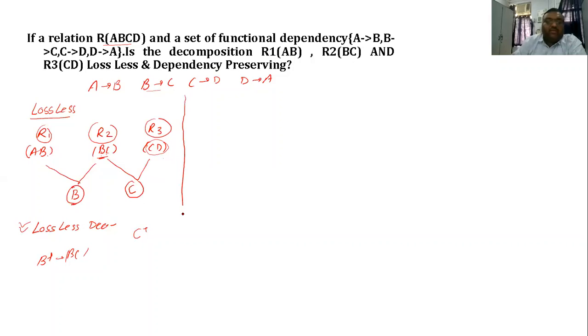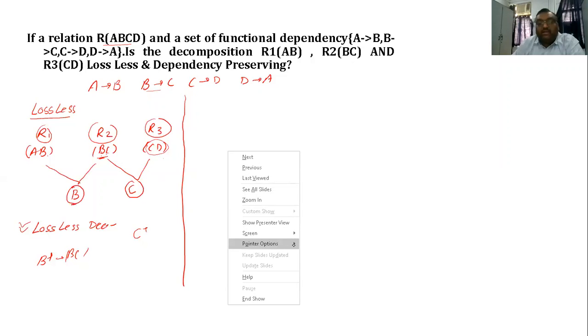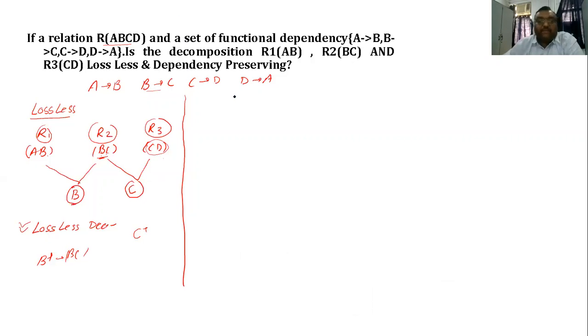Now I'm going to discuss the dependency preserving algorithm, right? In checking dependency preservation, what is the method? The method is like this. Write R1 as AB, R2 as BC, R3 as CD, right? Now you have to find the closure of all the possible attributes, like A, B over here. So write the closure of A, write the closure of B.